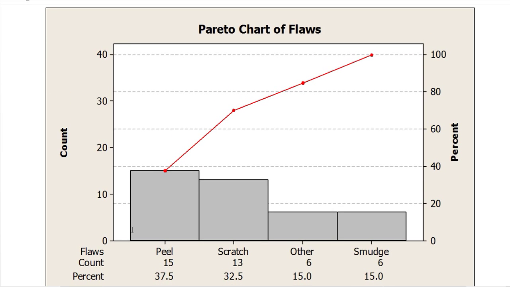Okay, now here's the overall Pareto chart when you put it all together. So peels and scratches actually are both pretty close, 15 peels and 13 scratches. But notice together those two account for 32.5% of the total. Smudges and others are both 6, and normally we would write the smudges first and then others second. Others are always last in a Pareto chart, so this is actually backwards.